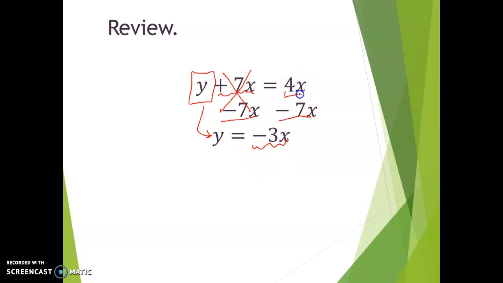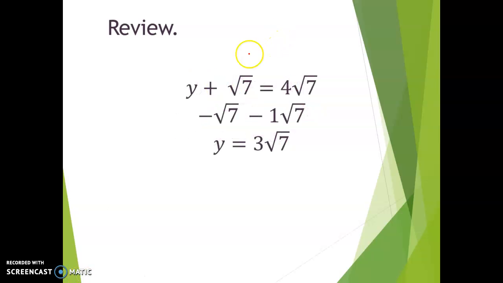Again, we've got a term here that involves multiplication. That's 4 times x and 7 times x. When we add or subtract those, what we're really looking at is just the coefficients. 4 minus 7 gives us negative 3. Okay, let's look at one that's similar, but with roots. We've got y plus root 7 equals 4 root 7. We want to solve for y, so we need to get the y term by itself.